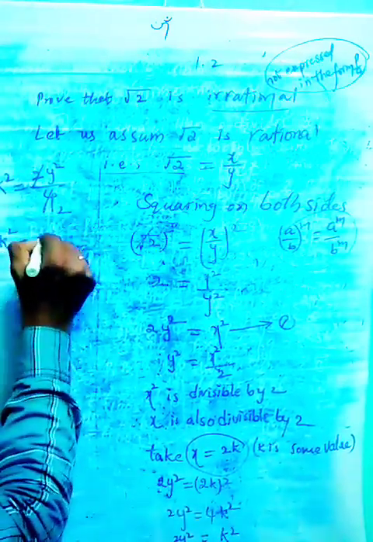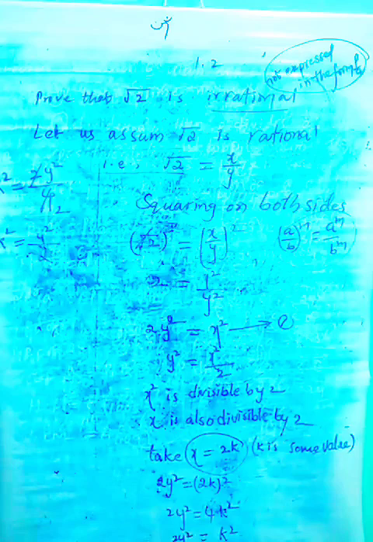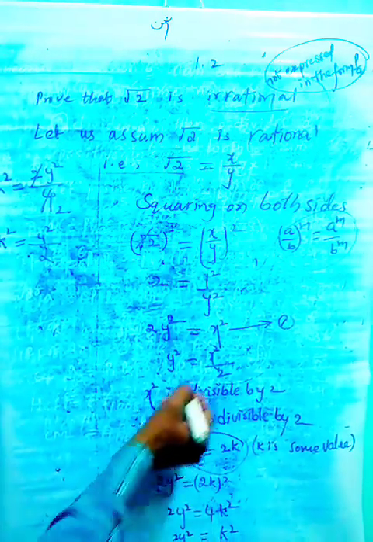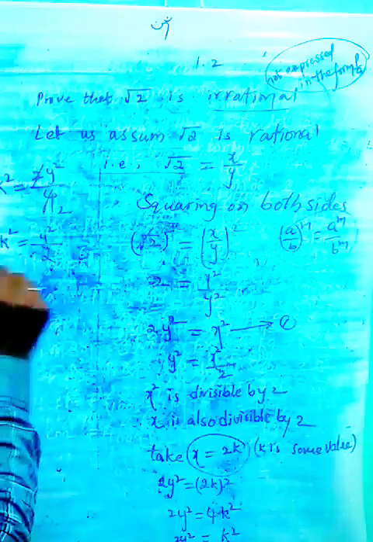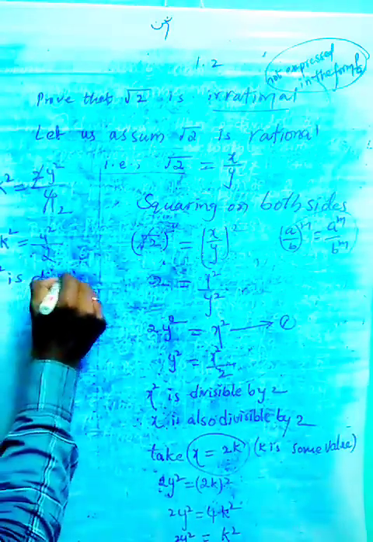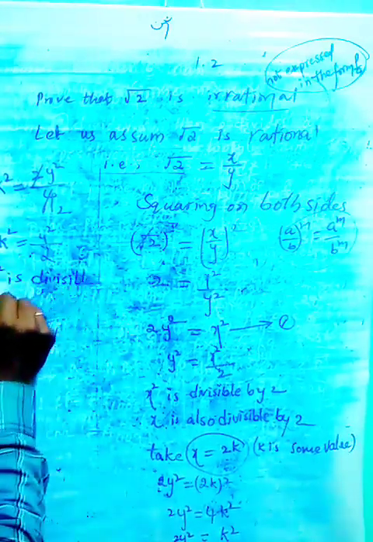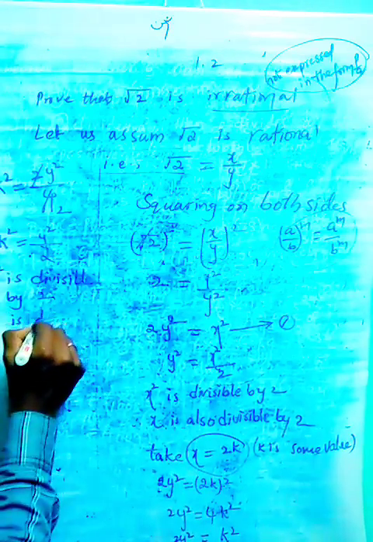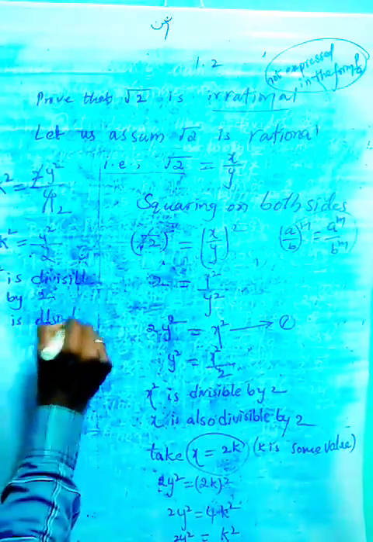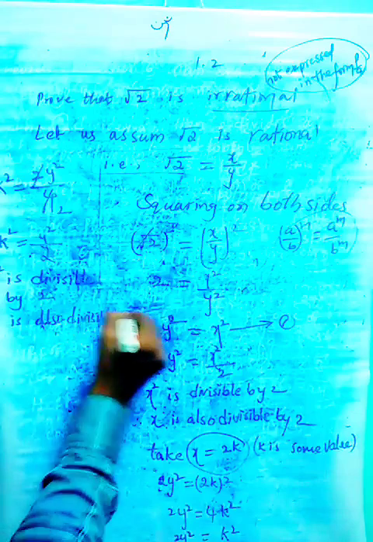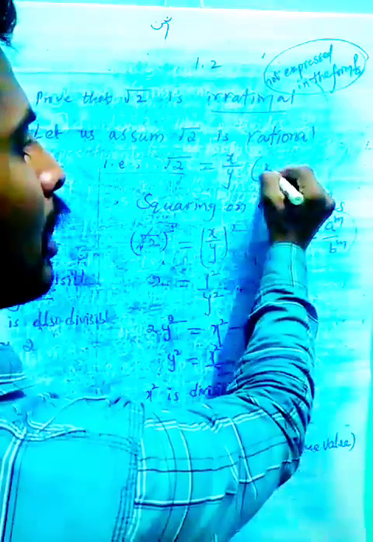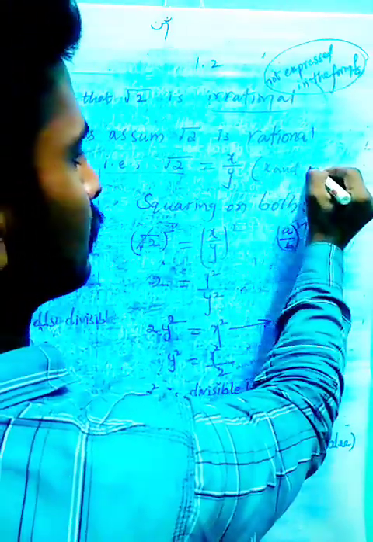k square is equal to y square by 2. When k square is equal to y square by 2, y square is divisible by 2, so y is also divisible by 2. Here I am taking x and y as co-primes.